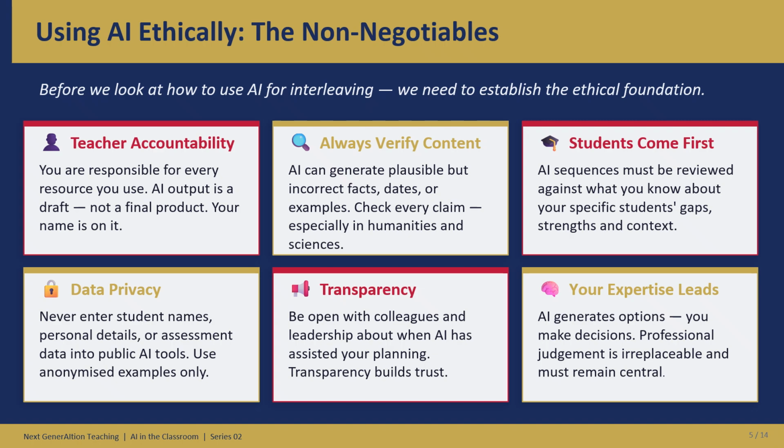Second, always verify content. AI can generate text that sounds entirely plausible but contains factual errors, incorrect dates, wrong names, invented statistics, or misattributed quotes. In humanities, this can mean a student learns the wrong thing. In science, it can mean a question contains incorrect data or an answer which cannot be reached.